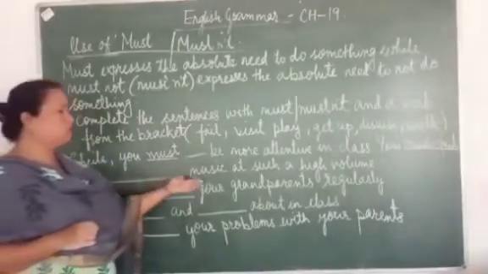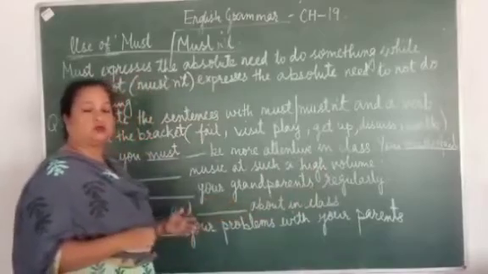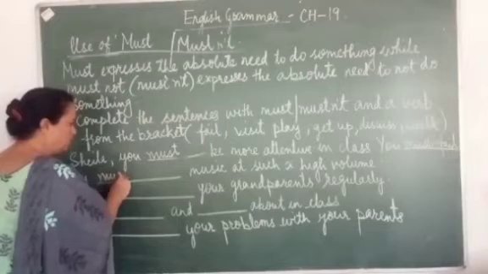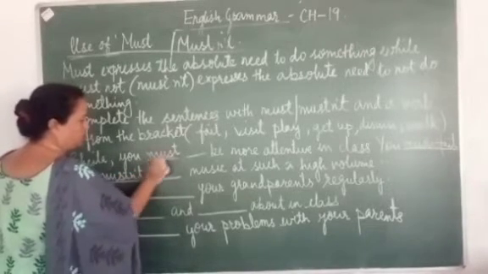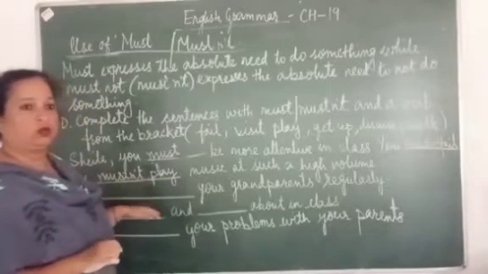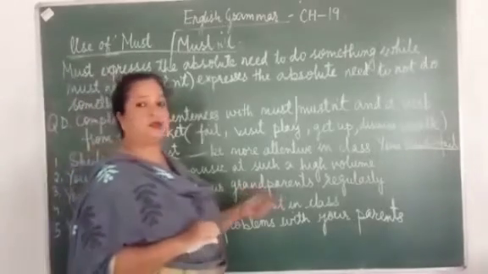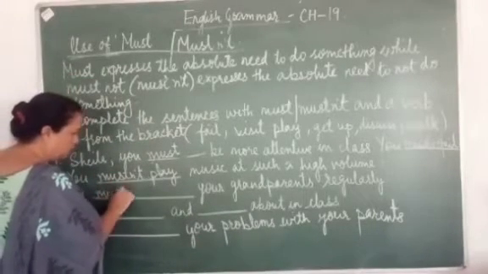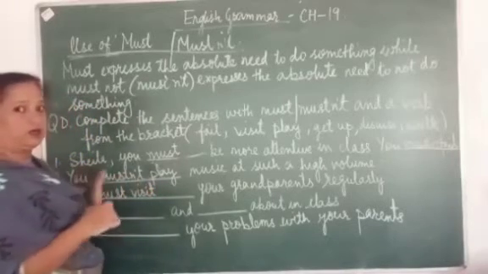Now, let us have a look at the next one. You dash music at such a high volume. What we shouldn't do? We shouldn't listen to music at high volume. So you mustn't listen, or you mustn't play. You mustn't play music at such a high volume. Now, what's the third one? You dash your grandparents regularly. So what should you do? You must visit them. They are old, so you must visit them regularly.